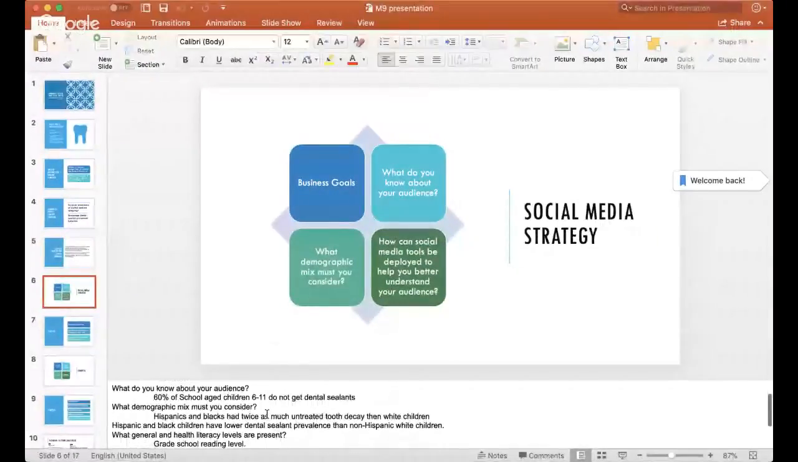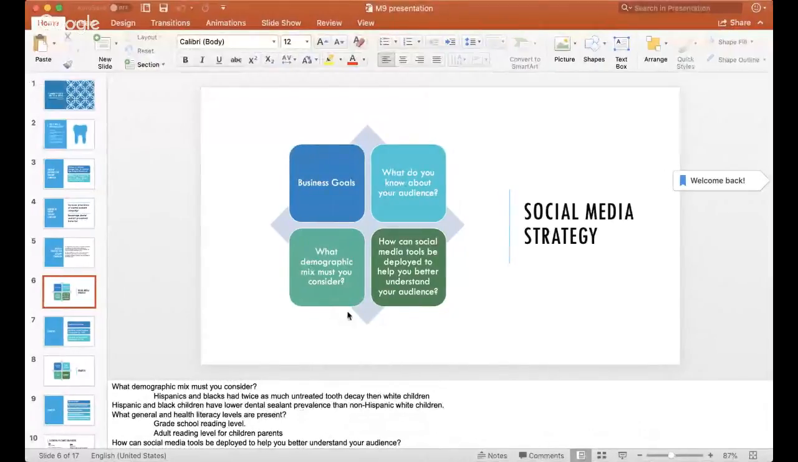And what demographics must you consider? This is very important because there's a lot when it comes down to the different types of backgrounds that we're dealing with. When it comes down to Hispanics and blacks, the number of dental sealants in oral health really drastically changes. So Hispanics and blacks have twice as many untreated tooth decay than white children. And Hispanic and black children have lower dental sealant prevalence than non-Hispanic white children. So what this is saying is Hispanic and black children have more decay that is untreated, and also they have less sealants than white children. And I think that's a big factor in the demographics of it.